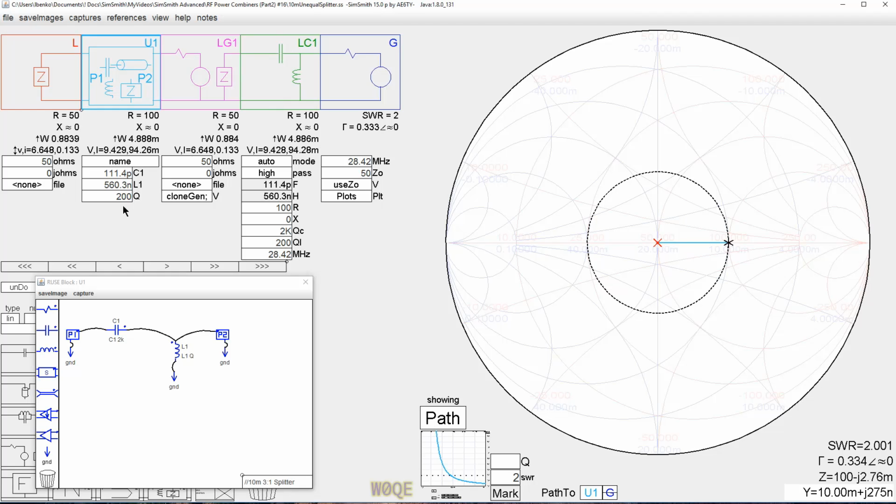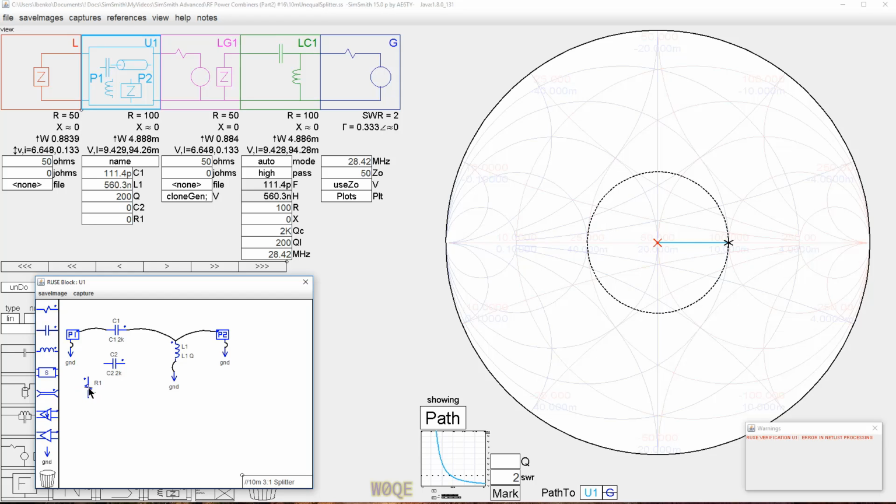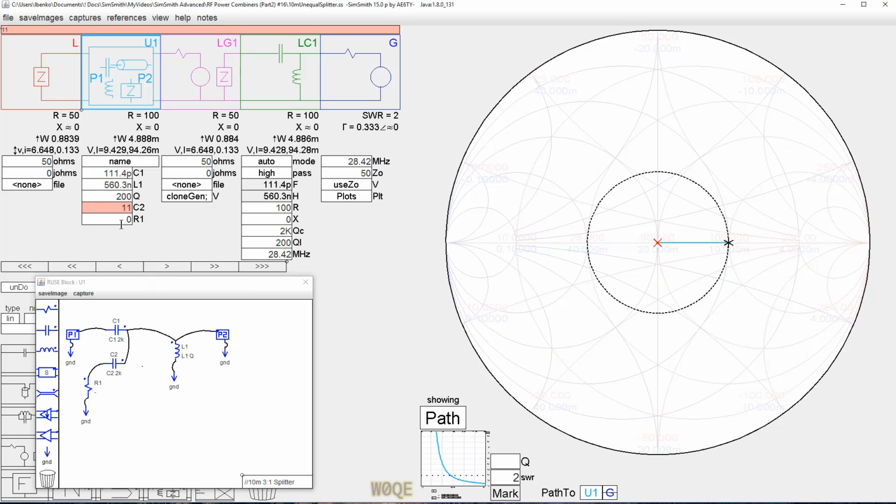Now let's put a second one in parallel here. The second one is pretty simple to put in parallel. We'll just copy this capacitor, Control C, Control V, except it's a different value now, so we'll give it a new capacitance value. It goes to a load. This load will need to be inside of the ruse block because there's not room outside the ruse block for two loads. And this capacitance will also be 111.4 picofarads.